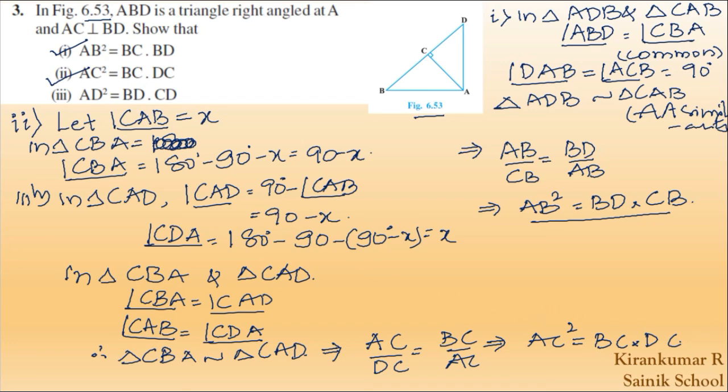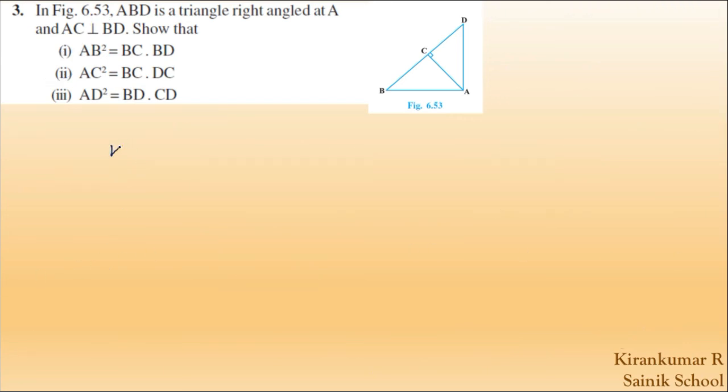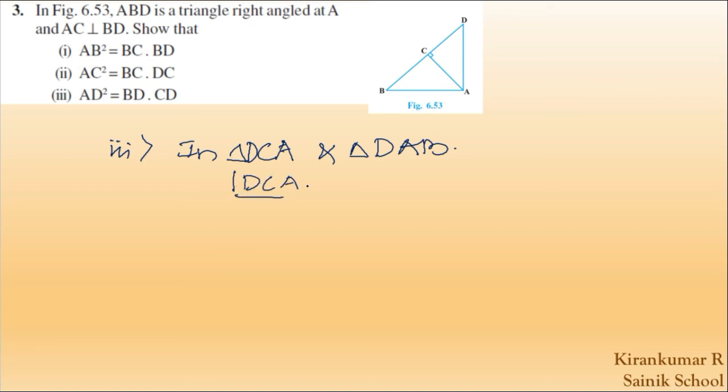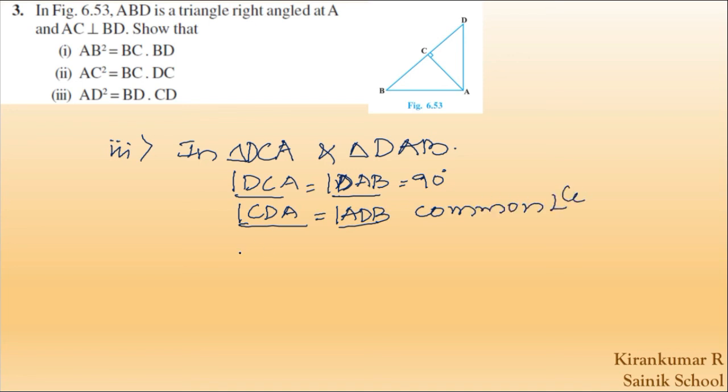Let's solve the third part. For solving the third one, I'll consider the triangles DCA and triangle DAB. Observe the triangle DCA and DAB. In these two triangles, we have got angle DCA, which is equal to angle DAB. Both are 90 degrees. And angle CDA is equal to angle ADB. Angle B is a common angle. Therefore, the triangle DCA is similar to the triangle DAB by AA similarity.